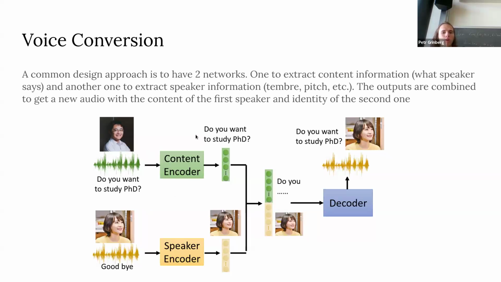So actually, voice conversion is an example of a task which combines two other tasks. The content encoder is basically automatic speech recognition. You want to get some textual information from speech. And the speaker encoder is about voice biometry, where you want to distinguish between this girl and this man, or some other speakers.